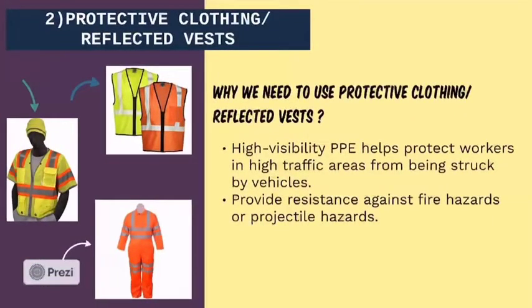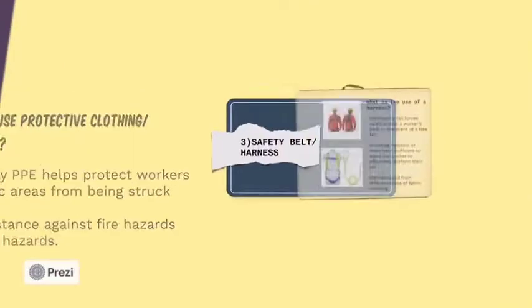The first item of body protection is protective clothing or reflective vest. So, why do we need to use protective clothing or a reflective vest? This is because high visibility PPE helps protect workers in high traffic areas from being struck by any vehicles. They also can provide resistance against fire hazards or projectile hazards.